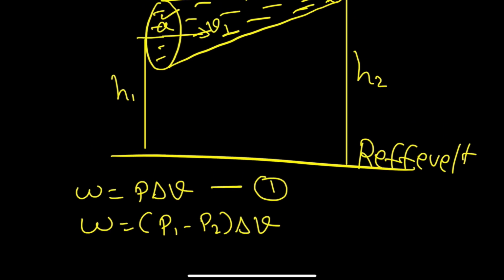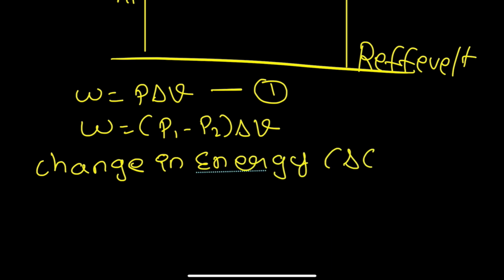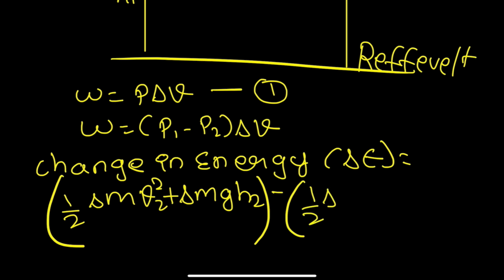Why did we write P1 minus P2? This is basically the pressure difference. This is height H1, this is height H2. This is the pressure difference, and you know that the change in energy, which is delta E, is equal to half delta M V2 square plus delta M g H2 minus half delta M V1 square plus delta M g H1.